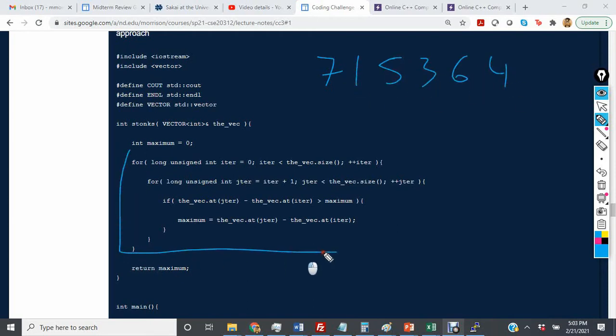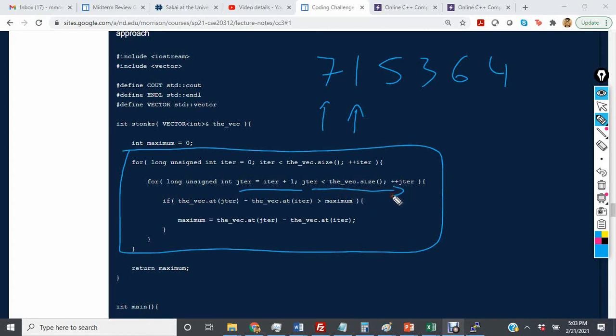It goes through 2 for loops. The first for loop is going to be at 7, and then jitter is going to be at iter plus 1, so the next one. And it's going to keep incrementing. So it's going to see 7 minus 1 is less than 0. Then it increments to 5, then to 3, then 6, and then 4. So we know if we're just comparing those values, we can't find a solution.